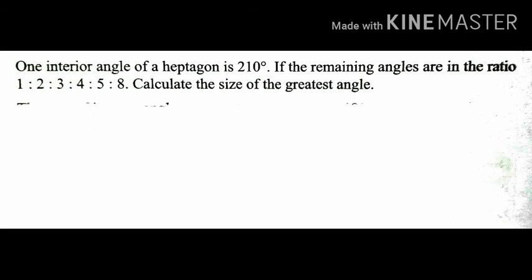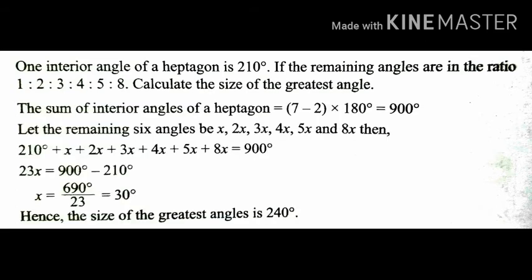So if one interior angle of a heptagon, which has 7 sides, is given as 210 degrees, and the remaining angles are in the ratio 1:2:3:4:5:8, then how will you calculate the size of the greatest angle? So which one is the greatest angle?